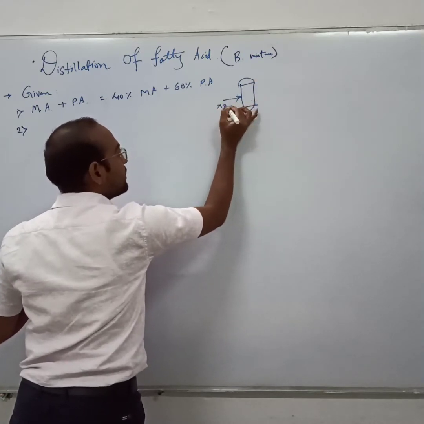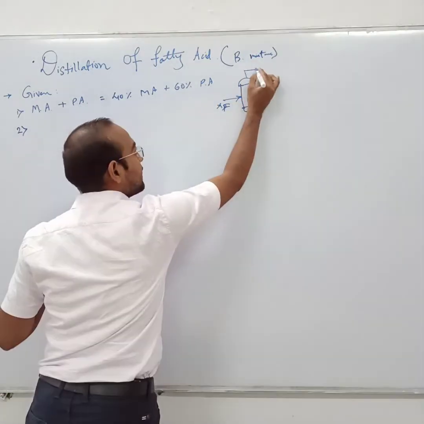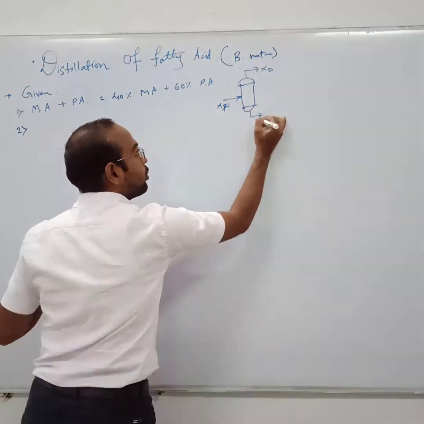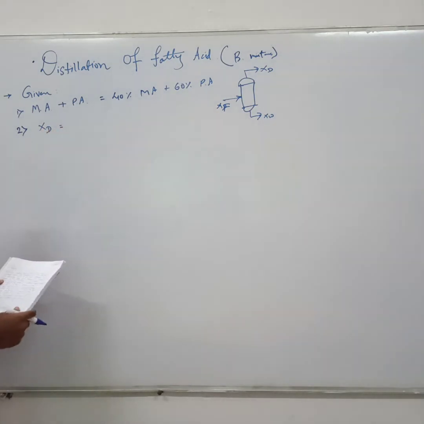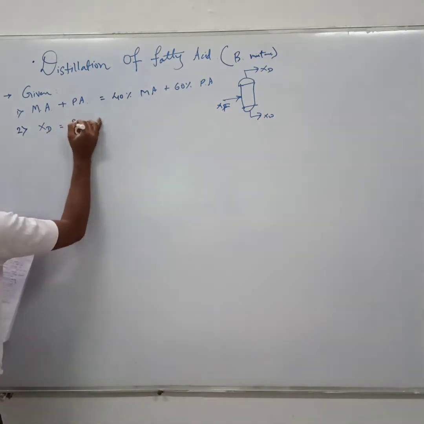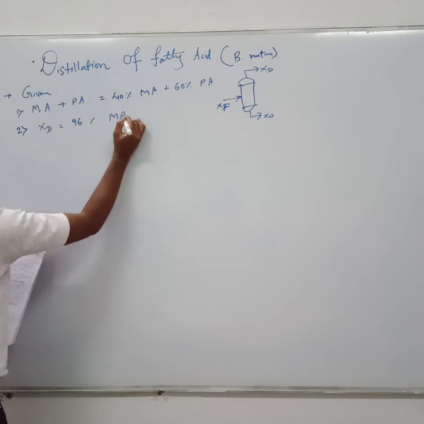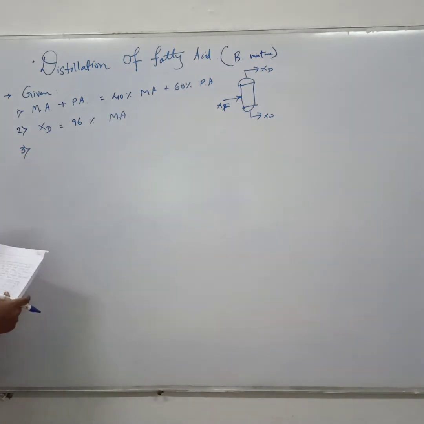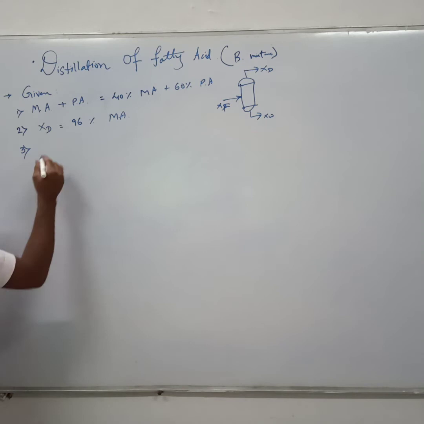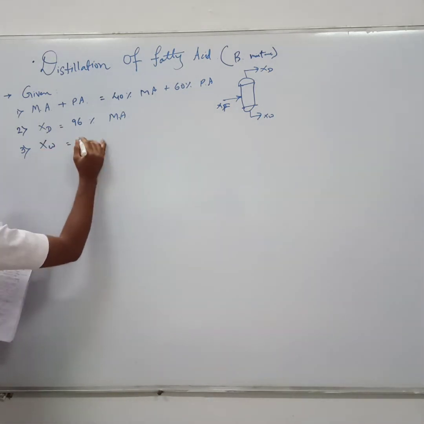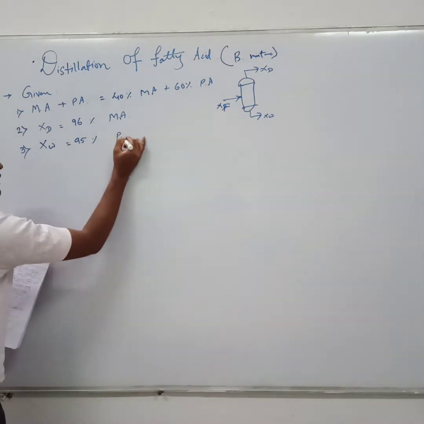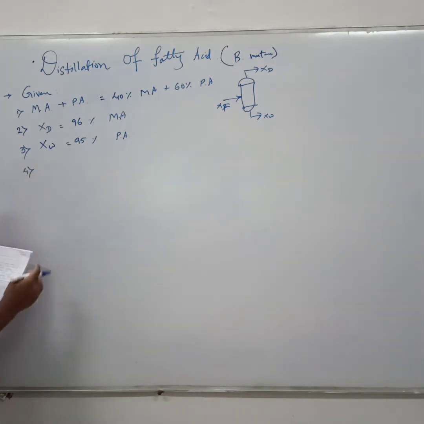When we talk about our distillation column, this is our simple distillation column, a rough figure. This is our feed, that is XF. We are getting one top product, XD, and a bottom product, XW. So for the top product we get XD equals 96% of myristic acid. Third, the bottom product, denoted by XW, contains 95% of palmitic acid.